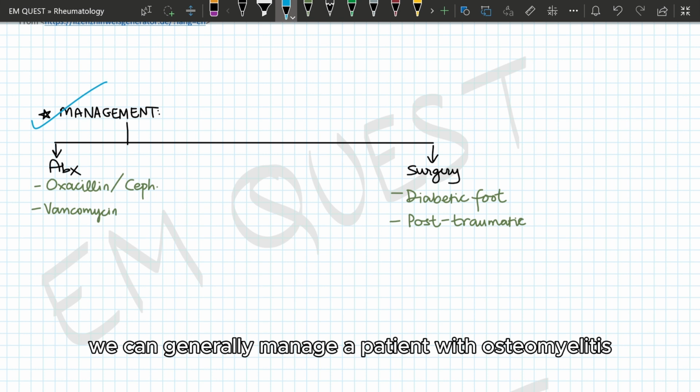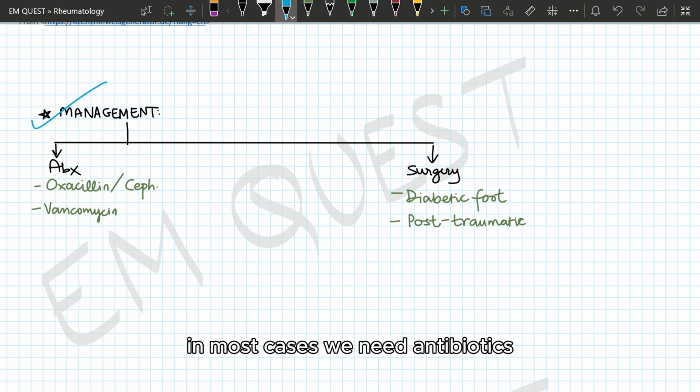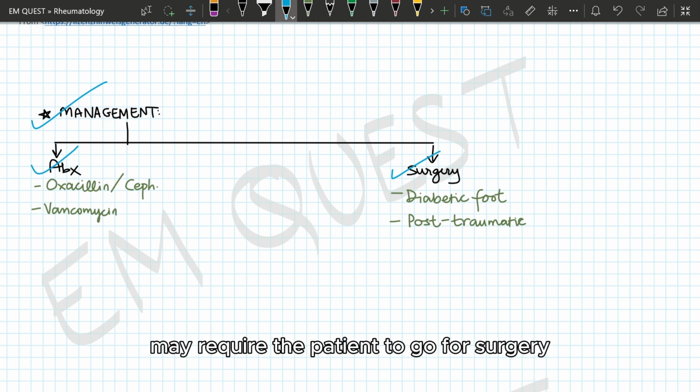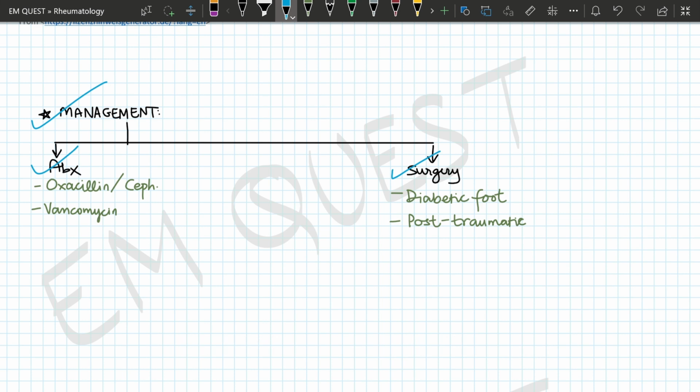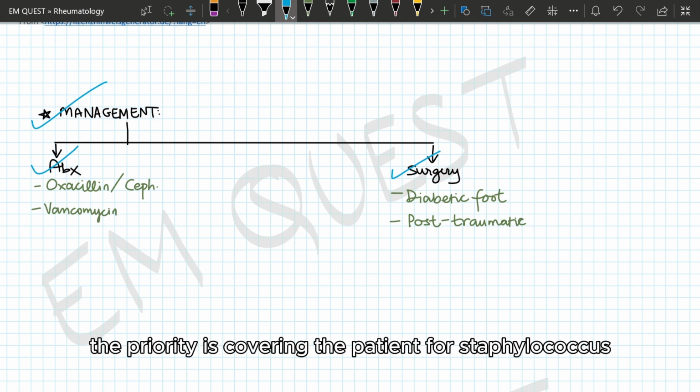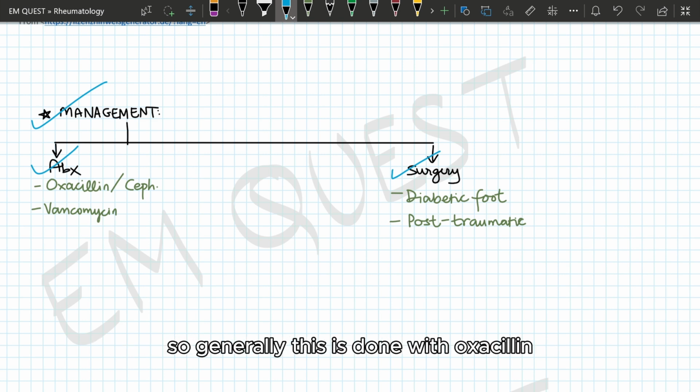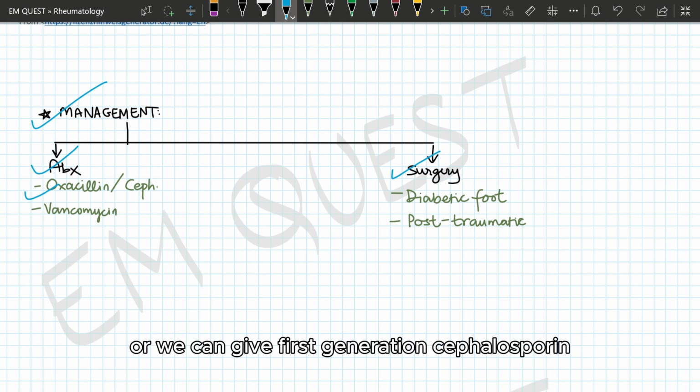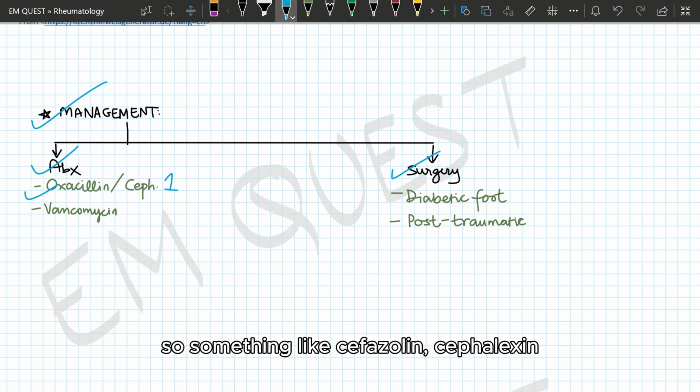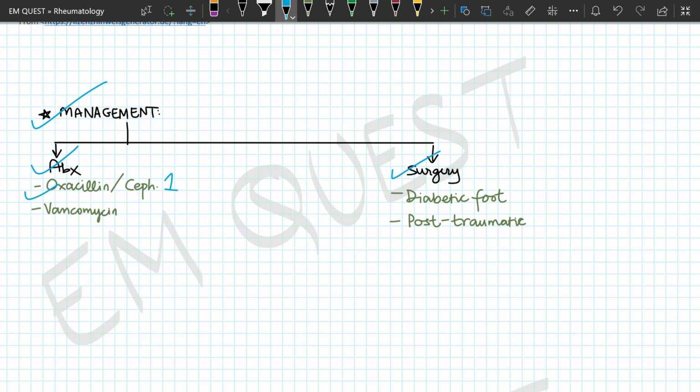There are two ways we can generally manage a patient with osteomyelitis. In most cases, we need antibiotics, but certain conditions and complications may require the patient to go for surgery. But for ED physicians, the priority is covering the patient for staphylococcus. So generally, this is done with oxacillin, which is a penicillinase resistant penicillin, or we can give a first generation cephalosporin, so something like cefazolin or cephalexin. If there is MRSA or the patient is allergic to penicillin, then we go for vancomycin.